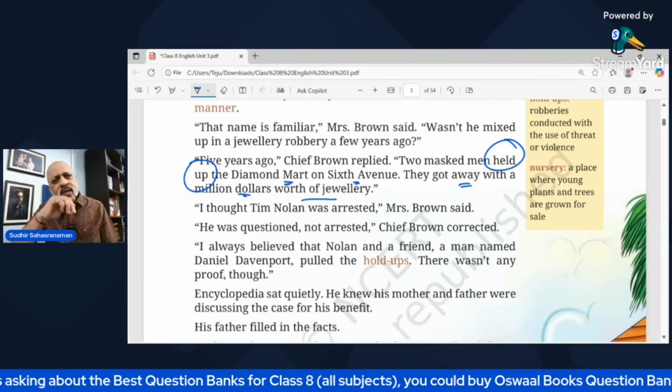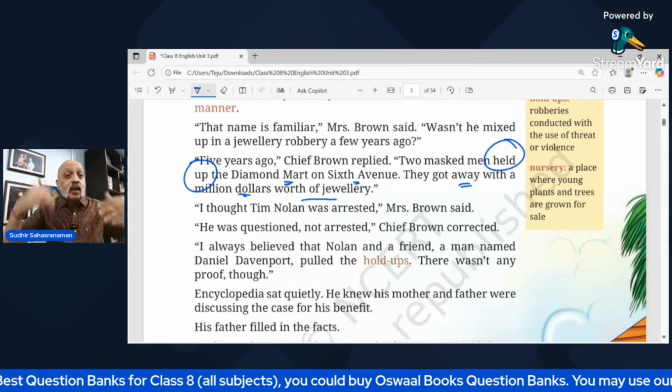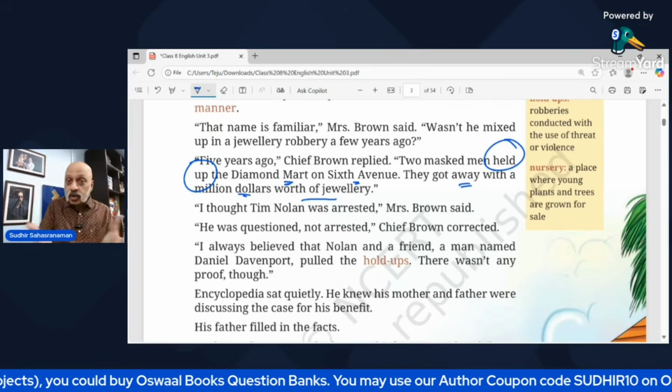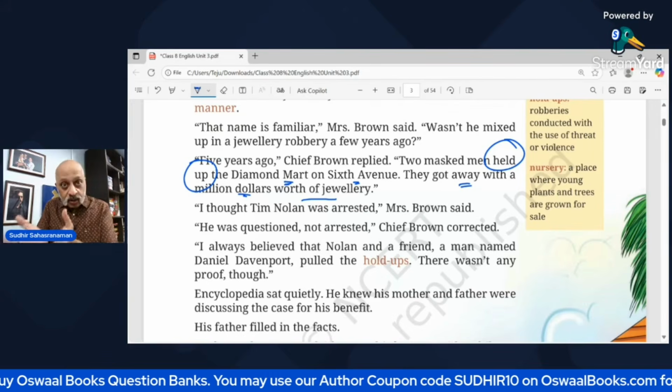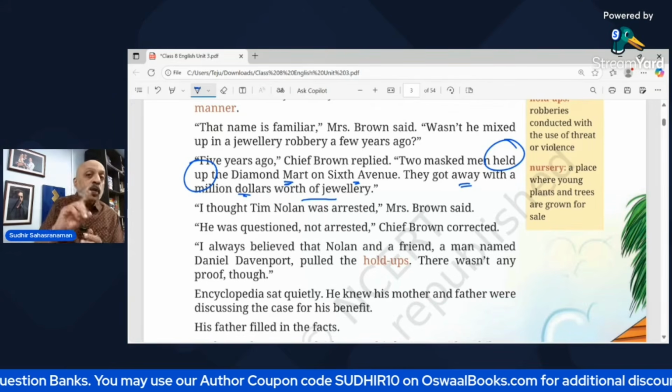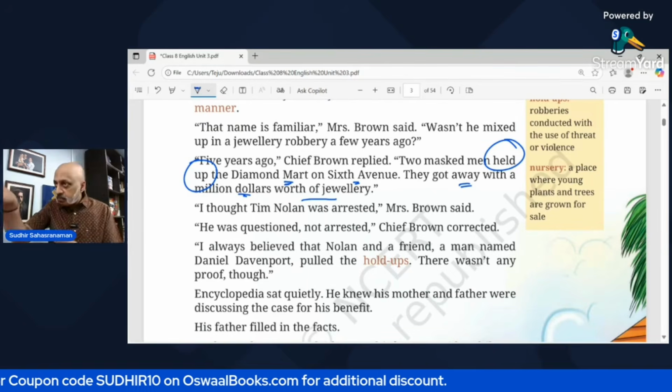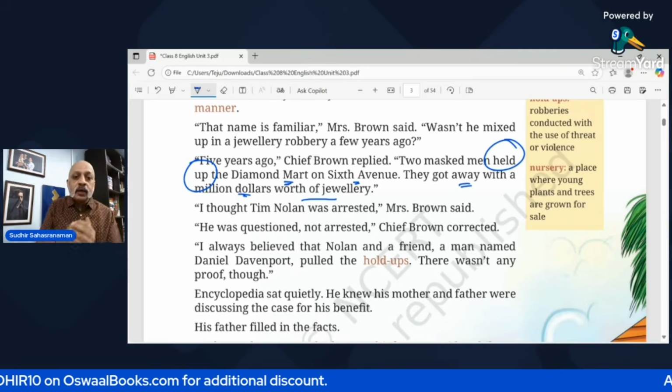I thought Tim Nolan was arrested. Now, Mrs. Brown is once again relying on her memory. But Chief Brown has the facts. He has studied the facts, so he knows the facts in a more confident manner. He says, no, he was not arrested. He was only questioned. Means he was interrogated by the police, but he was not taken into custody.